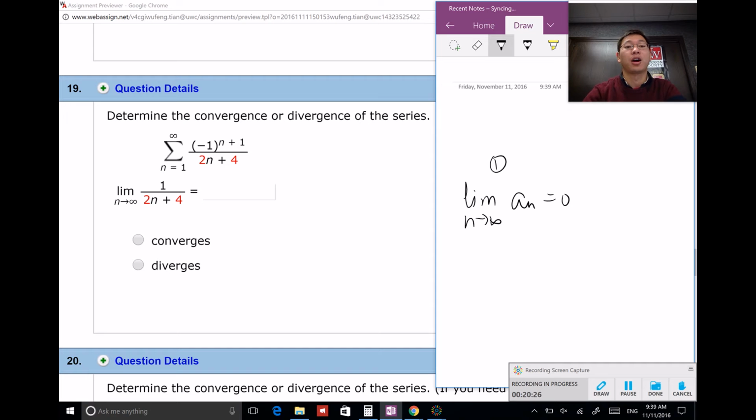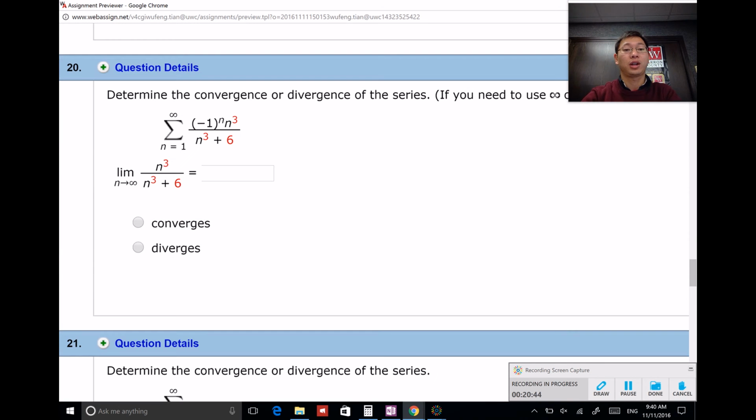First one, that's obvious. Second thing, it is decreasing, because 1 over 2n plus 1 plus 4 is less than 1 over 2n plus 4. That's obvious. Because the denominator is bigger, the whole fraction is smaller. Okay, so the alternating series converges. Number 20.